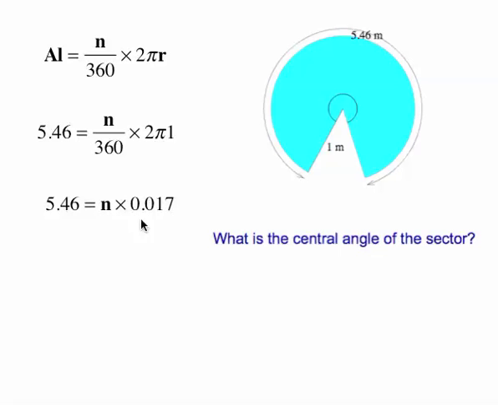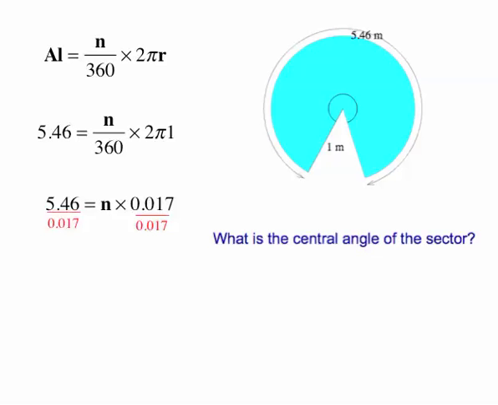I want to get my n alone. And what's stopping it from being alone is the 0.017, and n is being multiplied by 0.017. I'm going to do the opposite. I'm going to divide by 0.017. And if I divide the right-hand side by 0.017, I have to also divide the left-hand side by 0.017. And that gives us... Now let's go and do that on the calculator, just so you can see exactly what to do.